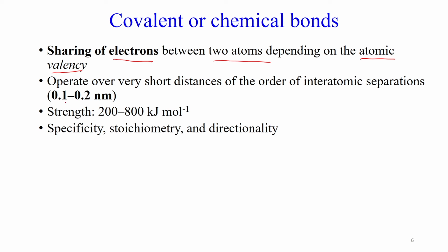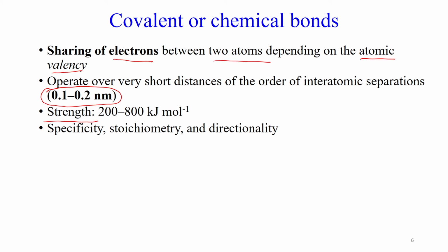This is a very short range force, typically 0.1 to 0.2 nanometer. So, this range is in the order of atomic distance or subatomic level, but its strength or potential is very high. It is a very strong bond, with a value between 200 to 800 kilojoule per mole. Apart from that, it gives specificity, meaning specific interaction between two atoms depending on their valency. Of course, stoichiometry, because it is sharing a particular pair of electrons.